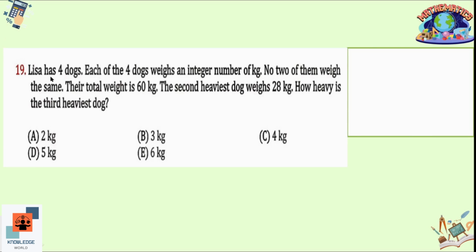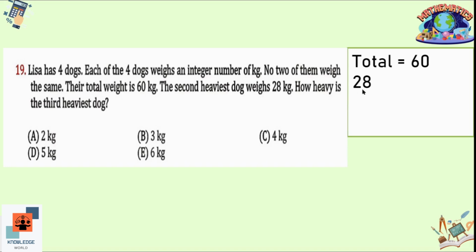Question number 19. Lisa has 4 dogs. Each of the dogs weighs an integer number of kg. No two of them weigh the same. Their total weight is 60 kilograms. The second heaviest dog weighs 28 kg. How heavy is the third heaviest dog? So the total is equal to 60 kg and the second heaviest dog weighs 28 kilograms.